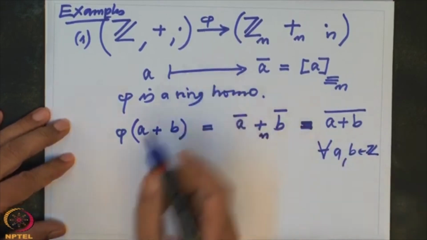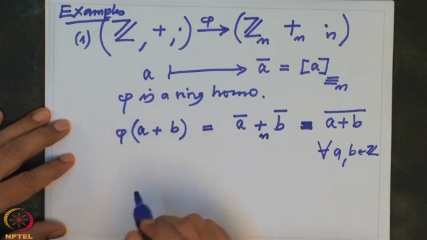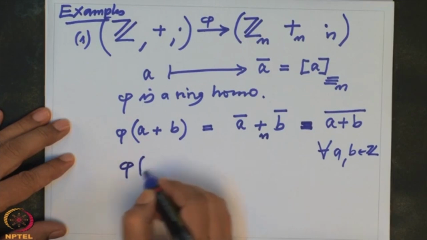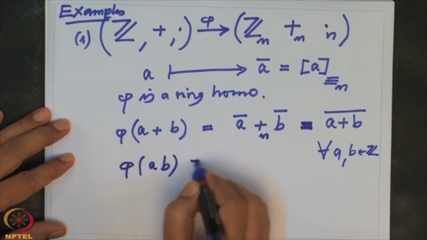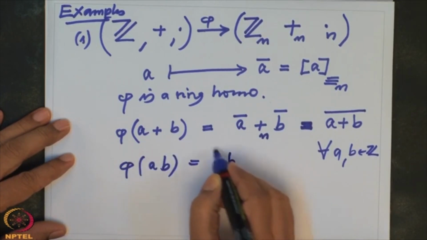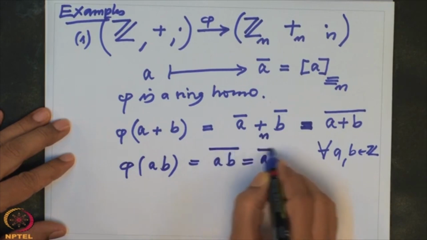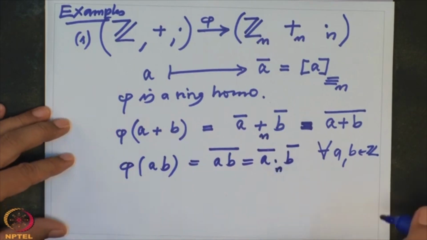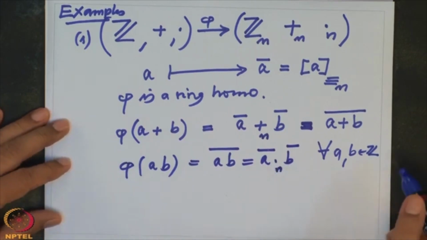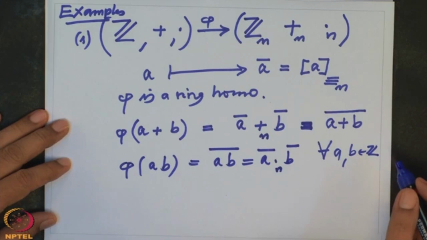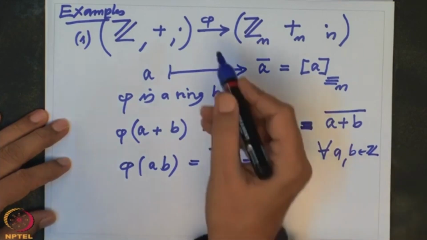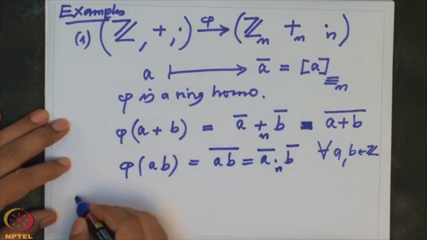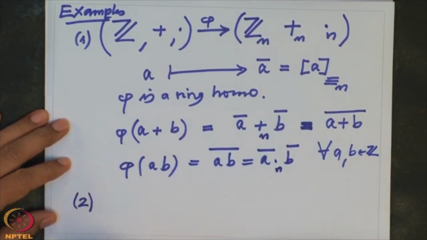And also this map, I will come back to more of these types. Similarly, we will also have to check that phi of ab equals ab bar, which is a bar dot b bar, and this dot is actually modulo n. So this is a very natural example of a ring homomorphism, and this is not so special. Soon I will give you more examples of this kind. But the second thing I will leave for you to check.